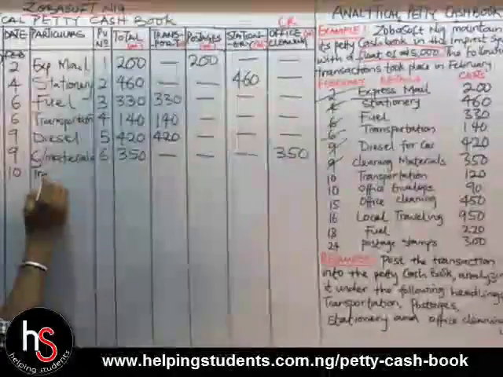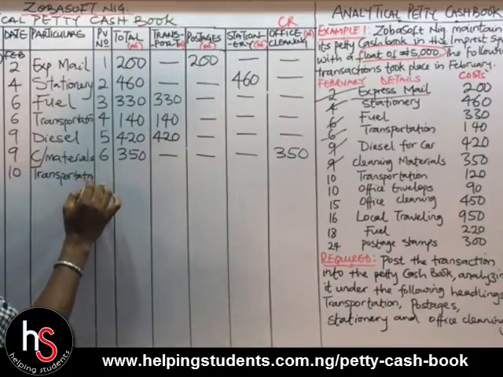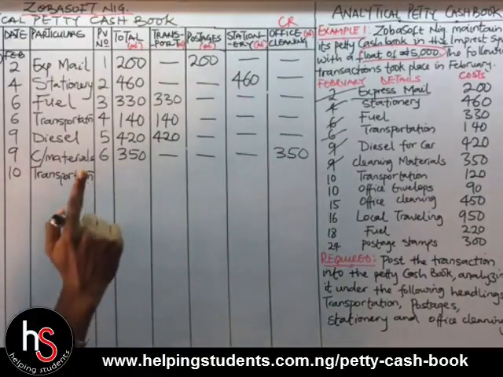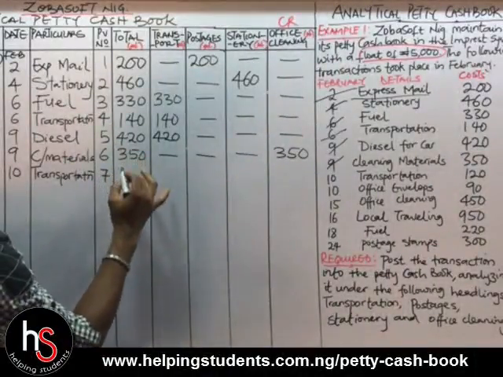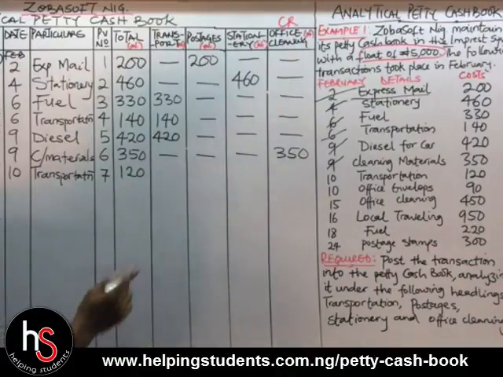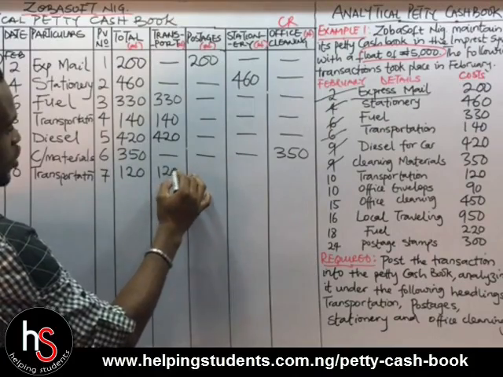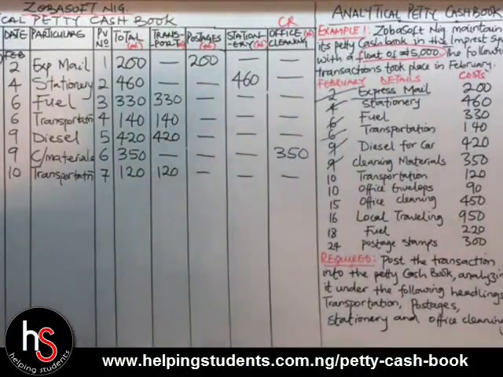Transportation. So this is for transportation. And how much is it under the transportation? 120. PV number will be 7 and the total will be 120. This is the column for transportation. So we have 120. Postages, no, no, and no.